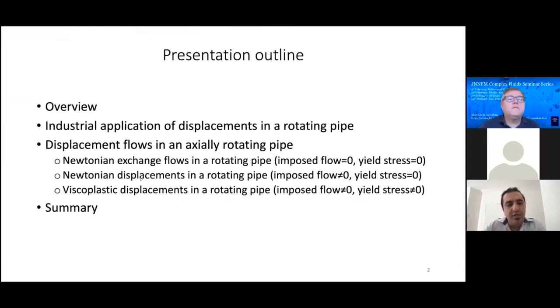So in this presentation, I will provide an overview of displacement flows and the methods to improve the displacement efficiency. Then we will talk about an application of displacement flows in a rotating pipe. Then we will move to the main body of the presentation, which is the experimental and simulation results on displacement flows in an axially rotating pipe. And I will end with a brief summary. So let's first start with the overview.